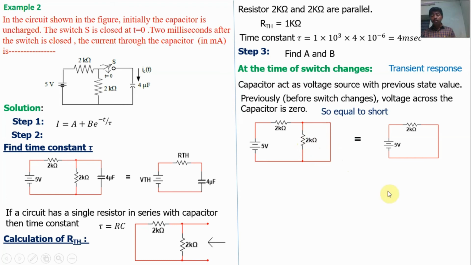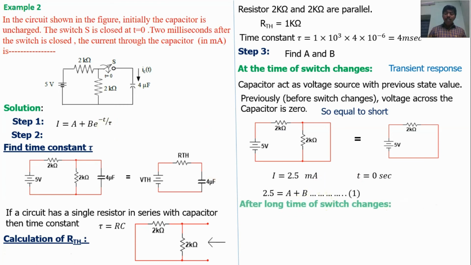Okay. So now the current flow is I is equal to 5 volt by 2 kilo ohms, so 2.5 milliampere at t is equal to 0 seconds. At t is equal to 0 means at the time of switch changes. Substitute in this equation. So I is equal to 2.5 is equal to a plus b e power 0, which is 1. E power 0 is equal to 1.